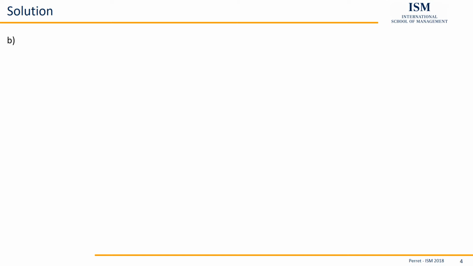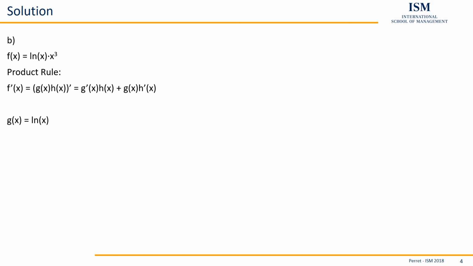In the second part, part B, we have the function f of x being equal to the logarithm times x to the power of 3. Here we have two different functions which are multiplied with each other, so this is a classical case for the product rule. We need to find out what the two parts are. The left one here is the logarithm, whose derivative, as we know from the exercise before, is 1 by x. The second part, the h, is x to the power of 3, and its derivative is 3x squared, because the 3 we pull in front, and then we reduce the exponent by 1, giving us 3x to the power of 2.